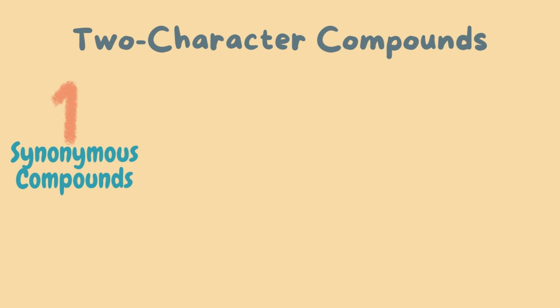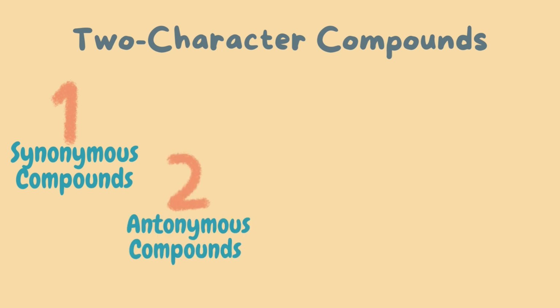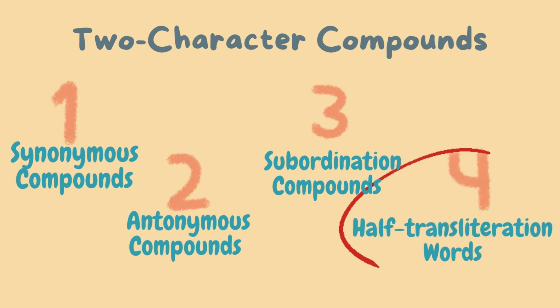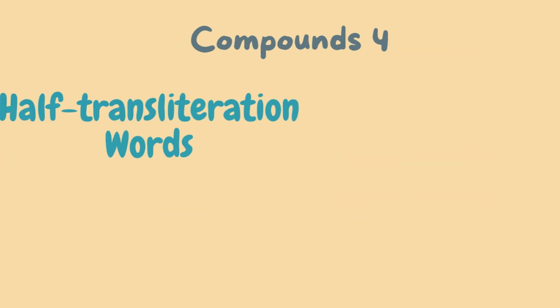In the previous videos, we've gone over 3 different types of 2 character compounds in this 4-part video series. They are synonymous compounds, antonymous compounds, and subordination compounds. You can find the links of the previous 3 videos in the description below this video. This video will go over the final section, half-transliteration words.